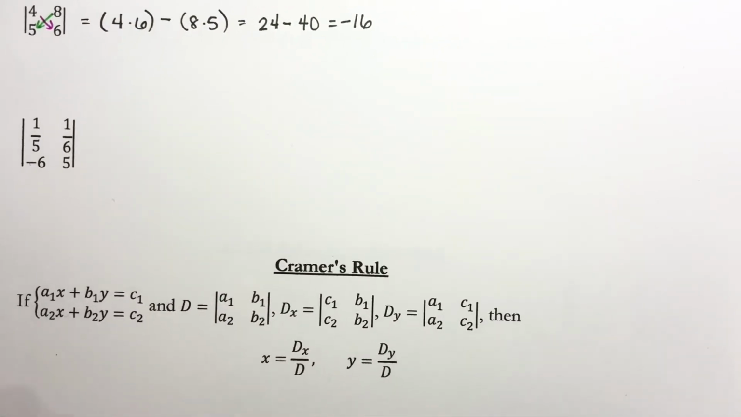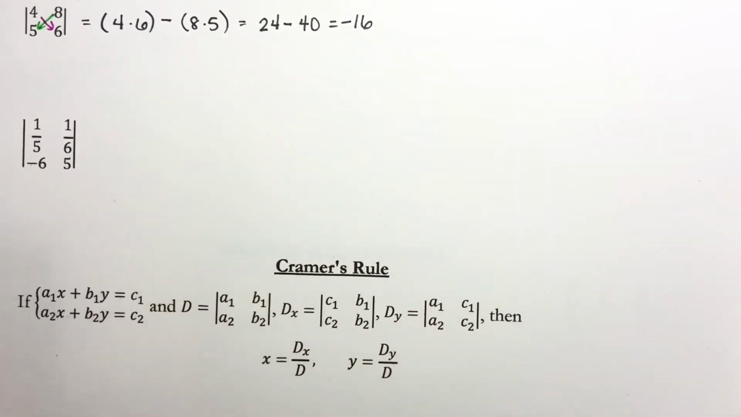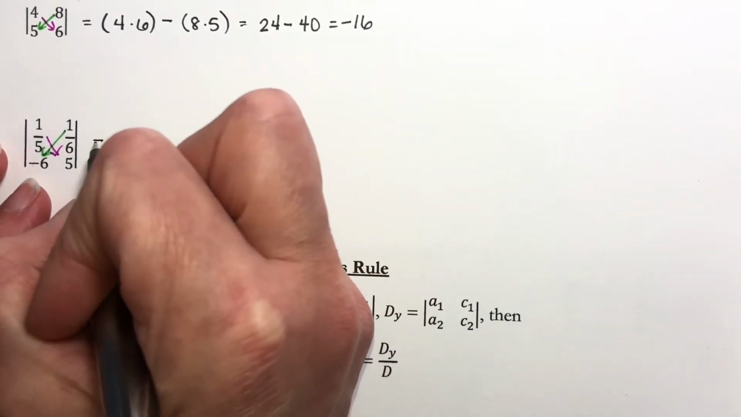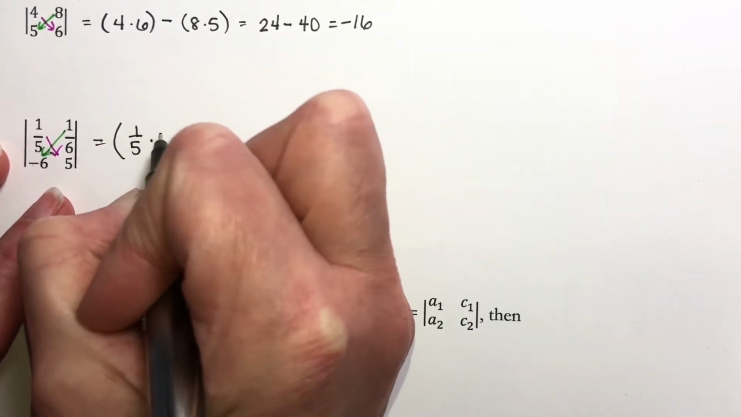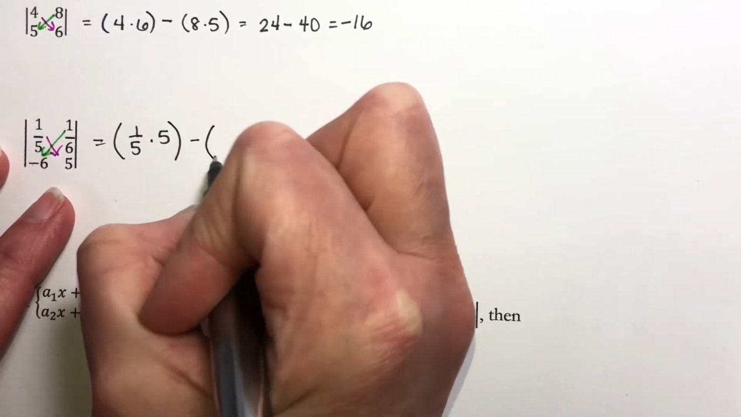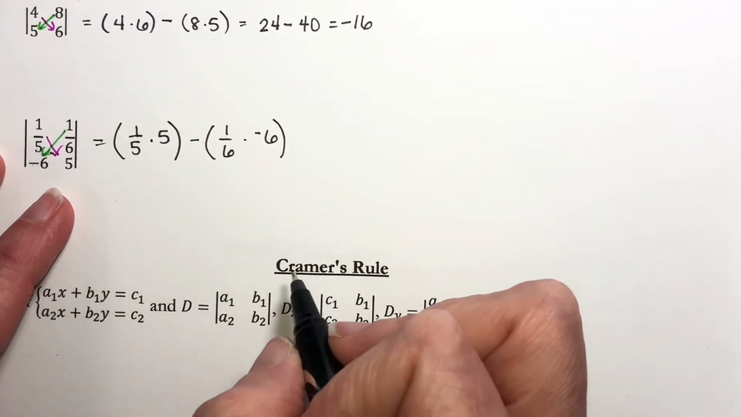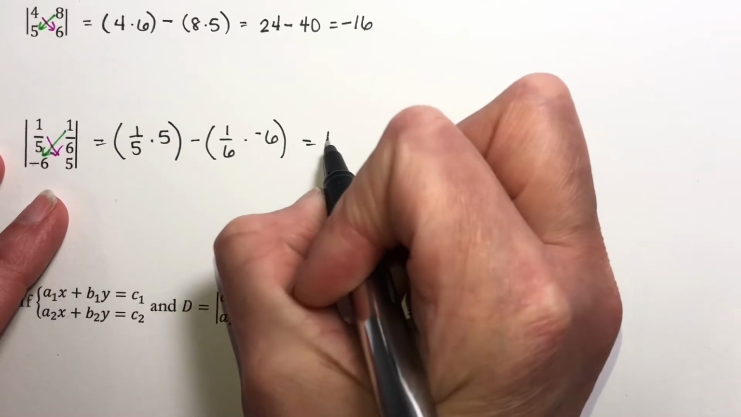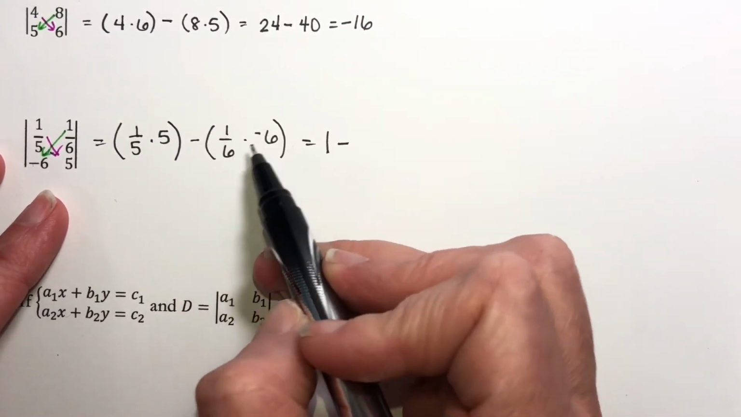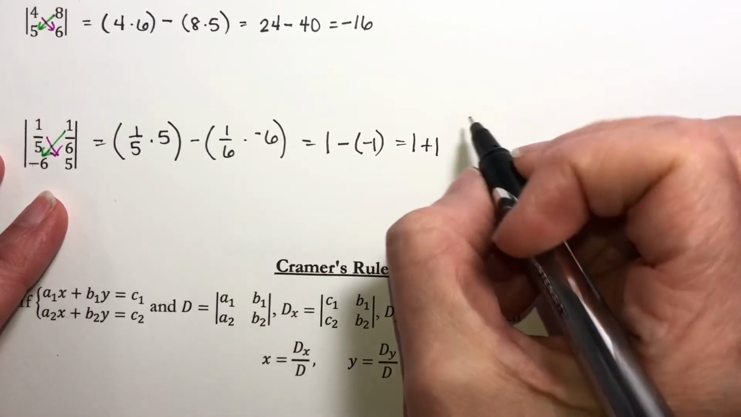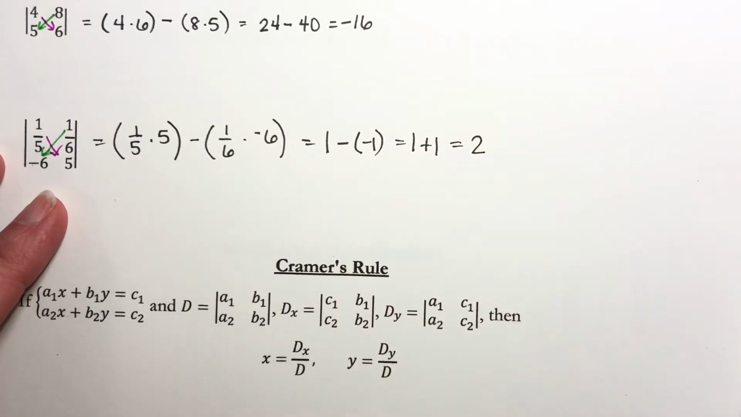Okay, you're going to have to deal with fractions, so let's find the determinant here. Notice the straight lines. I'm going to multiply here, and then subtract and multiply here. We're going to be very careful with our signs. This is equal to 1/5 times 5 minus 1/6 times negative 6. 1/5 times 5 is 1, minus 1/6 times negative 6 is negative 1. So what I have here is 1 plus 1, so this determinant is equal to 2.